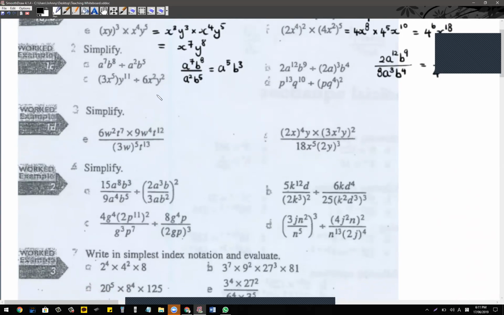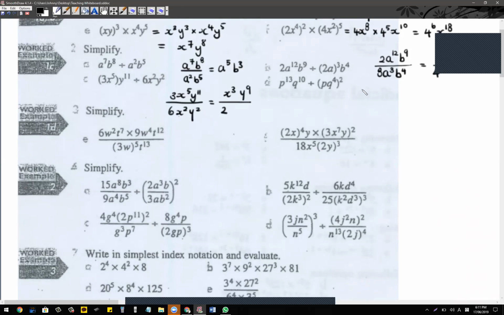Let's keep going. So there is really no need for any bracket there because there's no square. It's just equal to 3x5 y11 over 6x squared y2. So this is equal to 2 here because 3 and 3 cancels out. You get x to the power of 3, y to the power of 9.